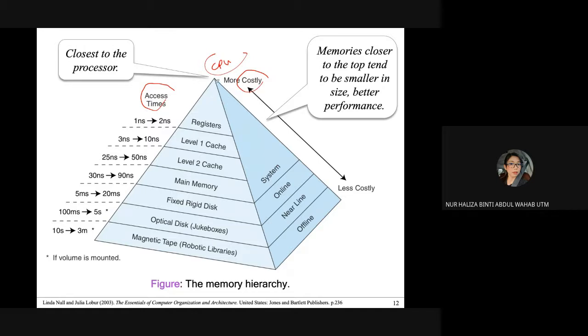You can see the closest each cache if you compare with the main memory. Now we're going to compare only cache and also main memory. So only between these two. And the cache memory is closest to the CPU.